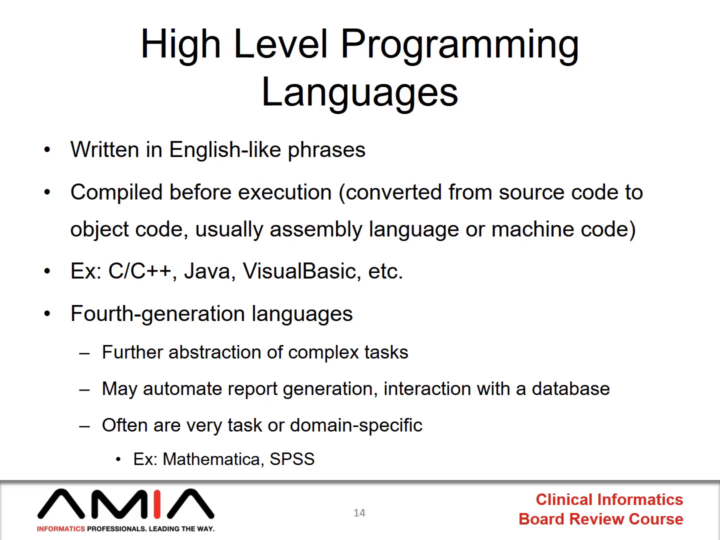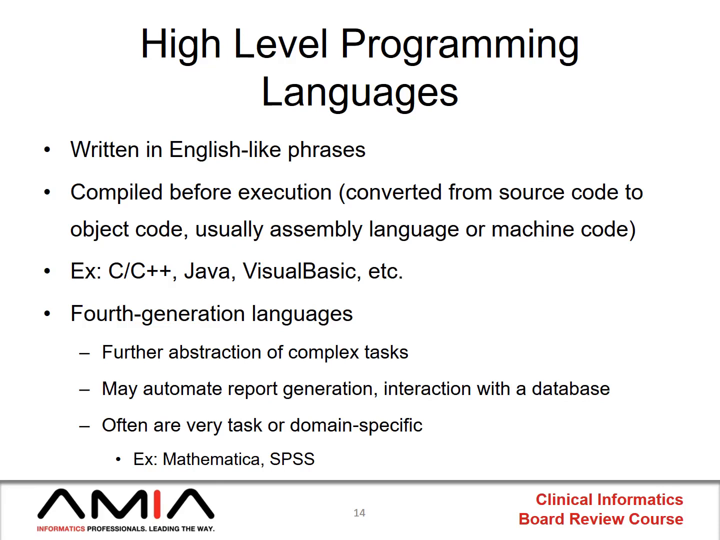Thankfully for all of us, computer programming languages have evolved to the point where most of these are written in English-like phrases. We call these high-level programming languages. Because they're written in English and because the processors don't understand English, you have to go through a step of compilation. So this code is compiled before it can be executed. And that compilation step basically converts your human language code into assembly language or machine code.